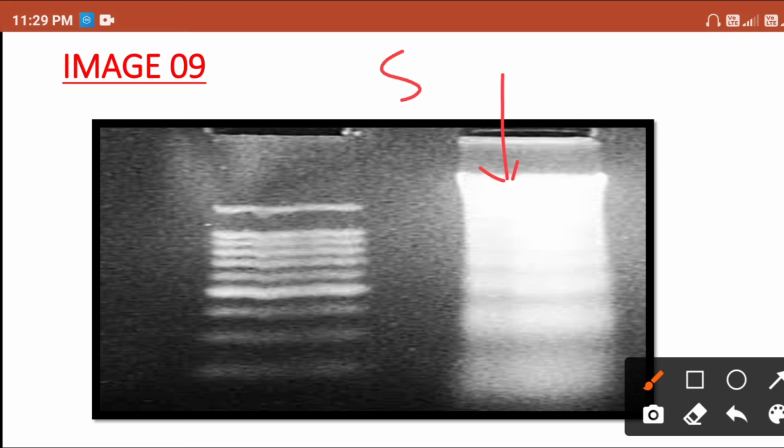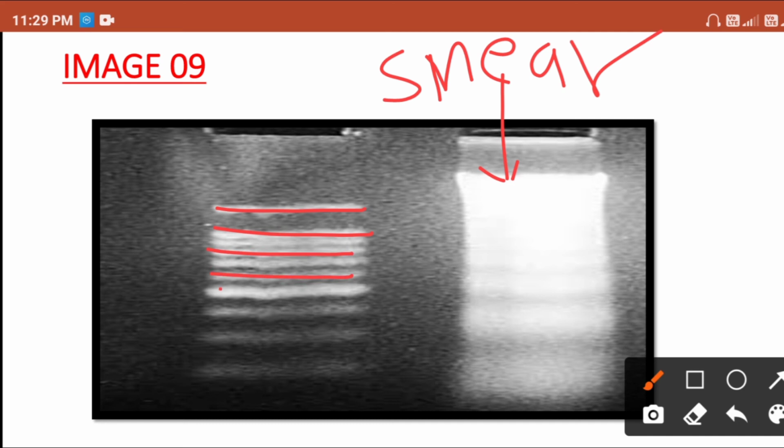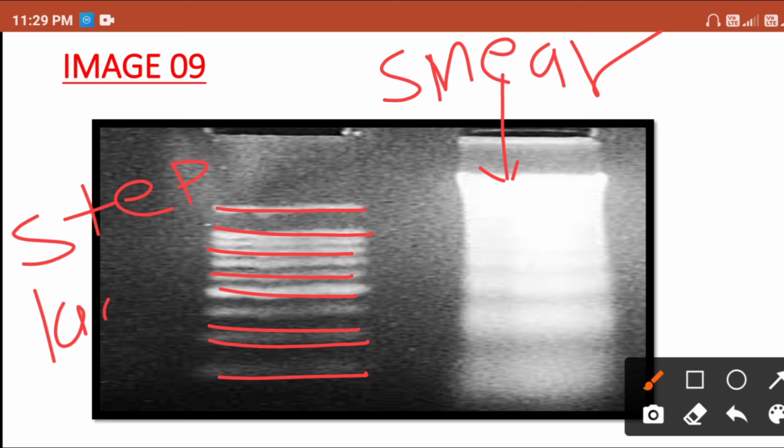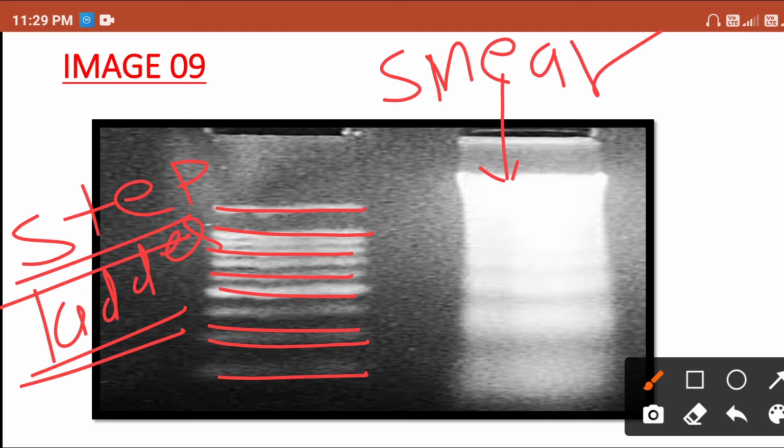Alright. 9th MCQ. These are agarose gel electrophoresis patterns. Now guys, here you can see that the area is smear type. Here you observe a smearing pattern, while here you can observe that the pattern is in the form of a step ladder. Here you can observe a step ladder pattern in the electrophoresis. So whenever the step ladder pattern is seen, it's an example of apoptosis.